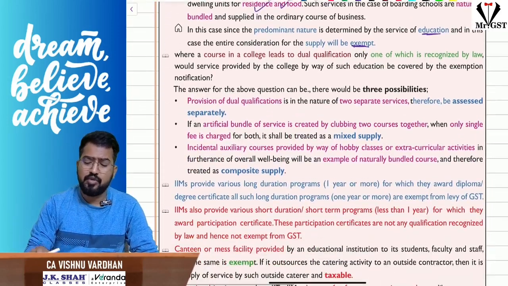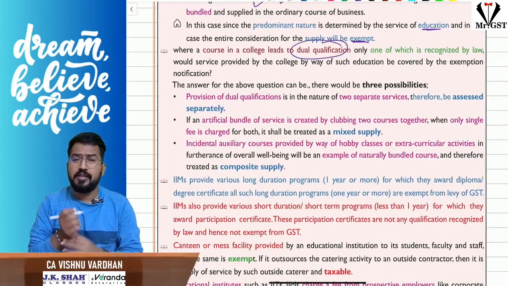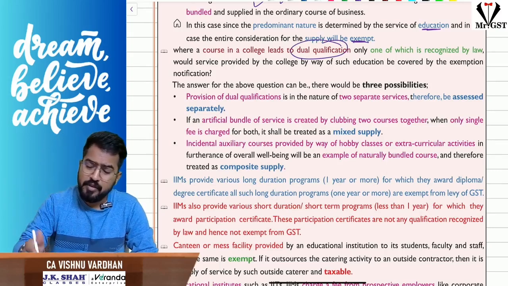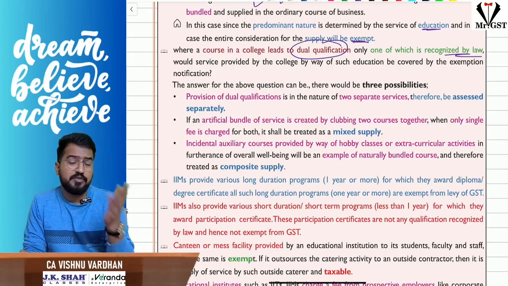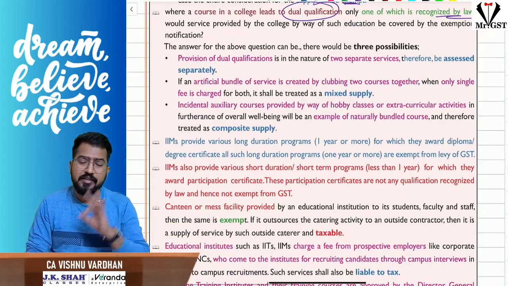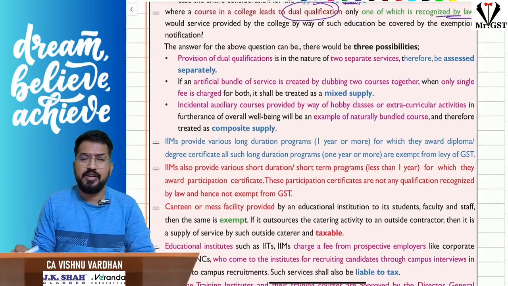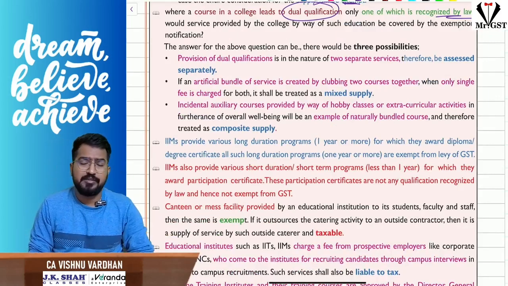Next, sir, there are some colleges which are providing some dual qualification programs, where one of them is recognized by law and the other is not recognized by law, that means one is taxable, the other is exempt. In such case, what should be the tax treatment? There are three possibilities. I repeat, they are providing dual qualification in which one is recognized by law, the other is not recognized by law.